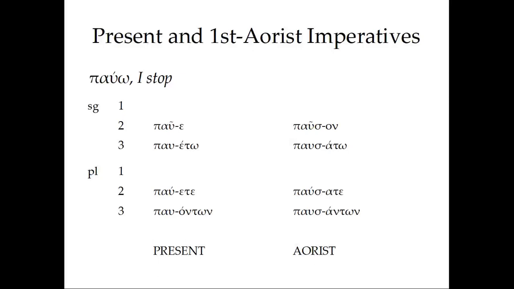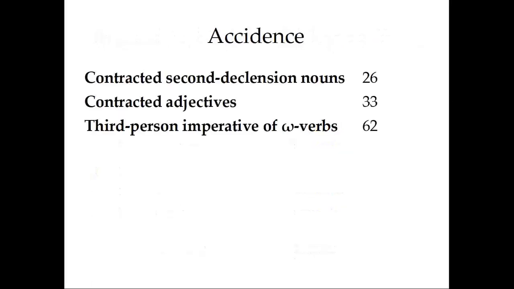And once again, we see the same differences in the plural as well. One thing to note, again, is that we see here the sigma characteristic of the aorist. We're going to see that in the stem. And we see in most cases also the alpha. This is in both second person imperatives and third person imperatives. The only exception is that second person singular aorist imperative, where we see the omicron, pauson, which is what makes it difficult to recognize sometimes. For the forms of the things we've looked at today, you can look at pages 26, 33, and 62. Thank you very much.